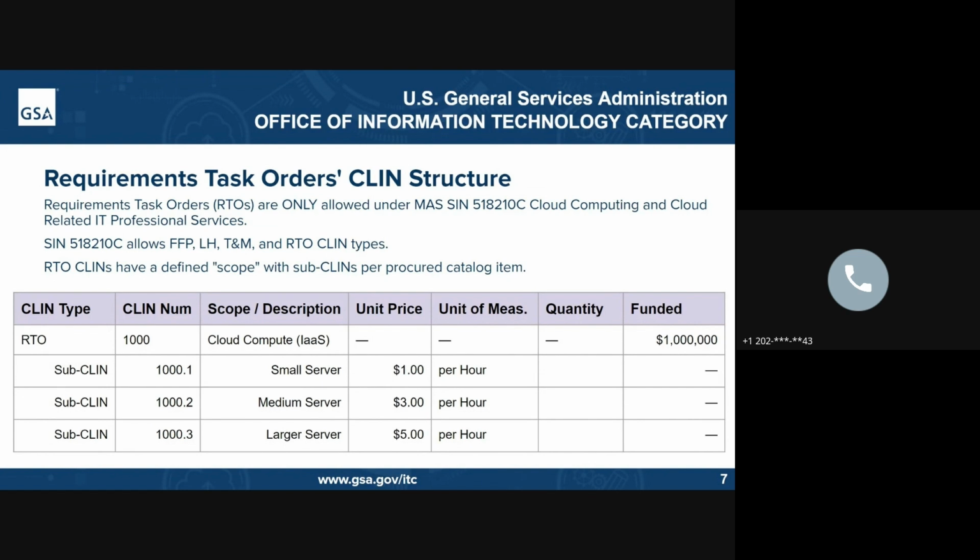For all sub-CLINs, you'll notice there is a unit price. This is again the catalog price or the negotiated price. There's also a unit of measure, but you will notice that the quantity is left void at this point in time due to the dynamic nature of trying to identify quantities. You do not have to identify a quantity up front. You'll also notice that the funded values are not there. The sub-CLINs are funded off of the requirements task order top level CLIN.